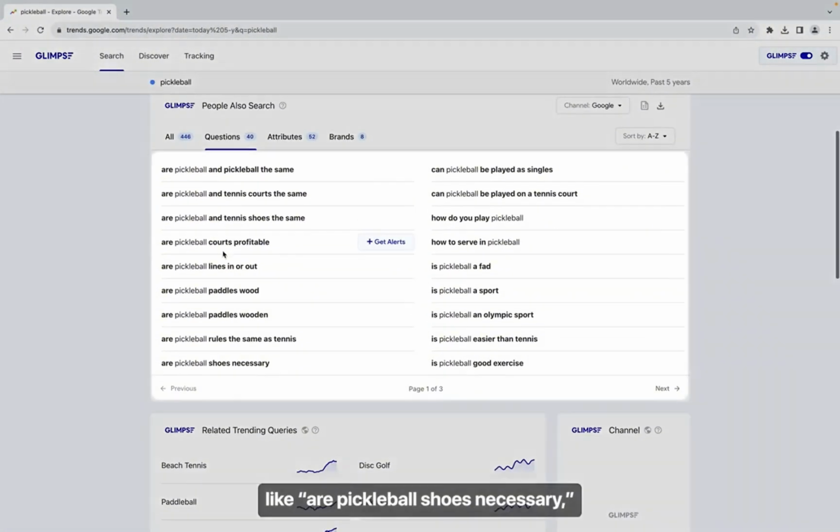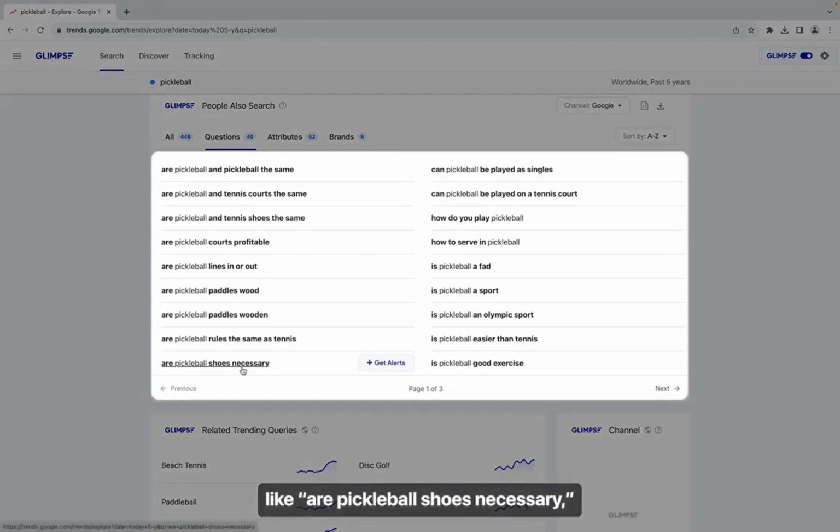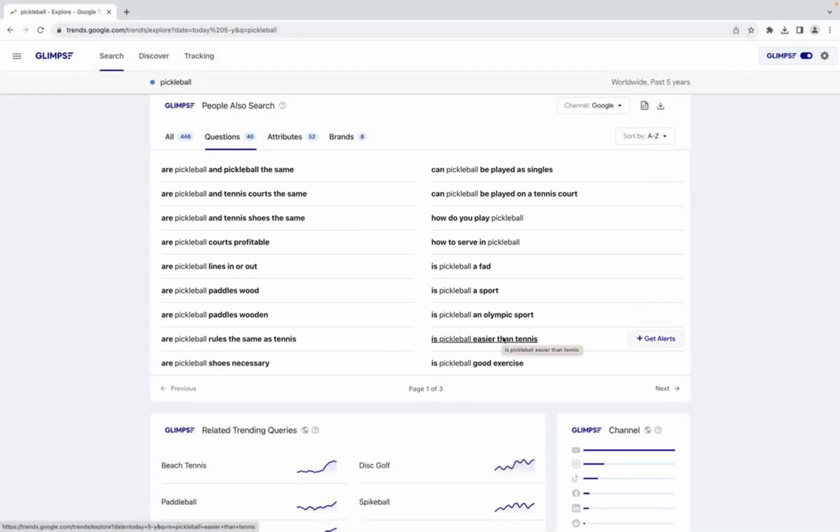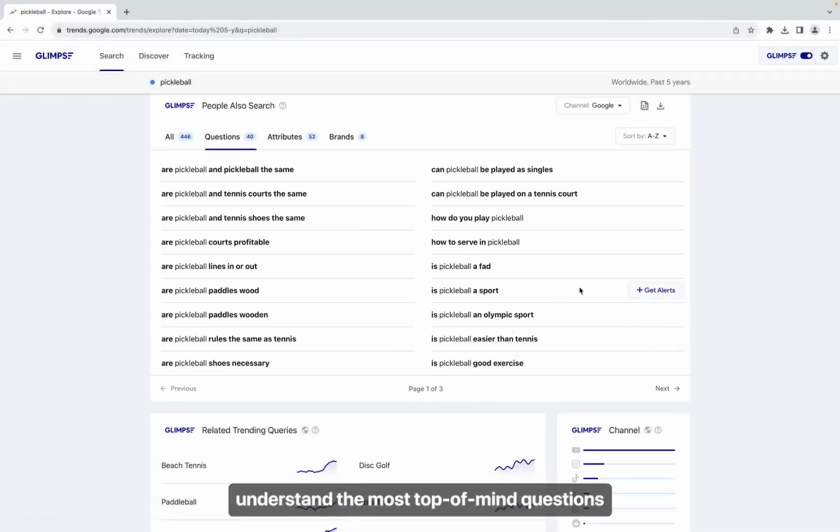You'll see questions like, are pickleball shoes necessary? Can pickleball be played as singles? And is pickleball easier than tennis? All of these questions can help you understand the most top-of-mind questions for those interested in pickleball and inform your content strategy. So go ahead and look up a topic you're interested in to see the top questions consumers are asking about it.